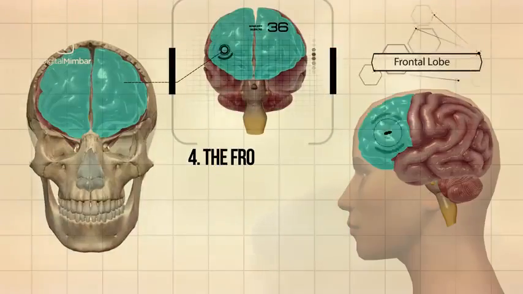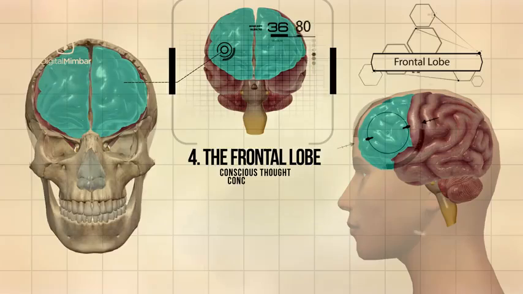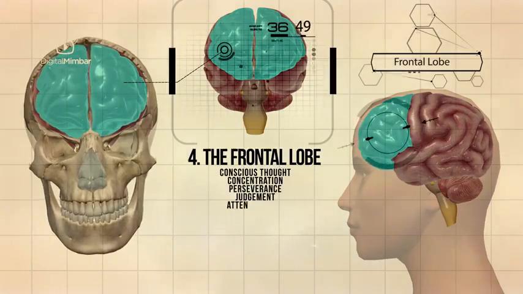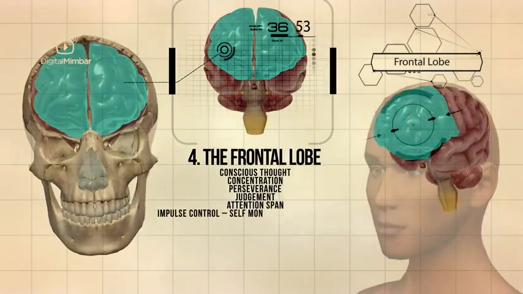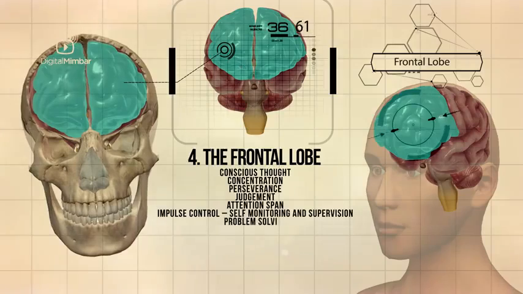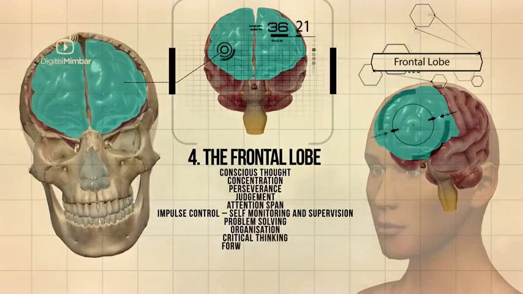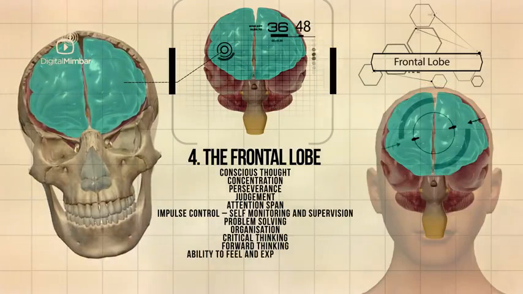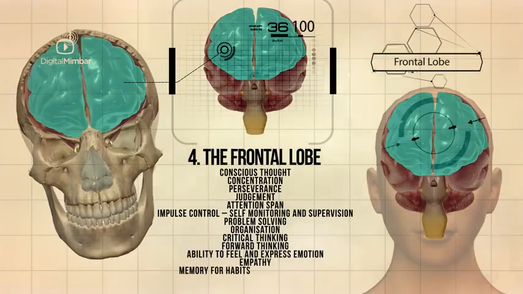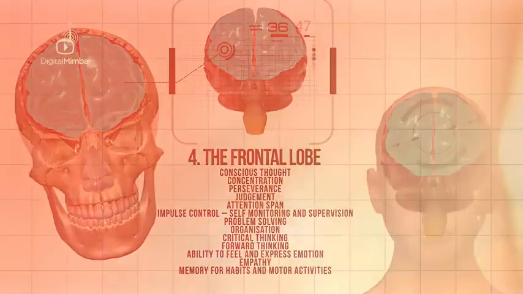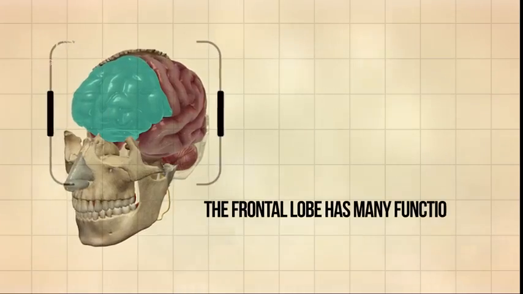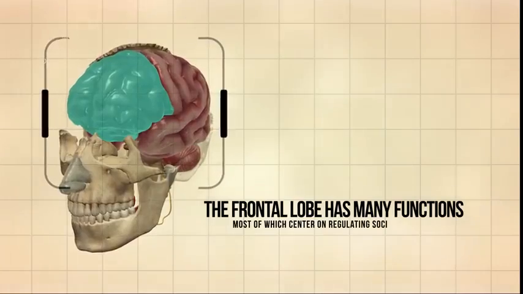And then there's the frontal lobe, which is responsible for conscious thoughts, concentration, perseverance, judgment, attention span, impulse control, which is self-monitoring and supervision, problem solving, organization, critical thinking, forward thinking, ability to feel and express emotion, empathy, memory for habits and motor activities. The frontal lobe has many functions, most of which center on regulating social behavior.